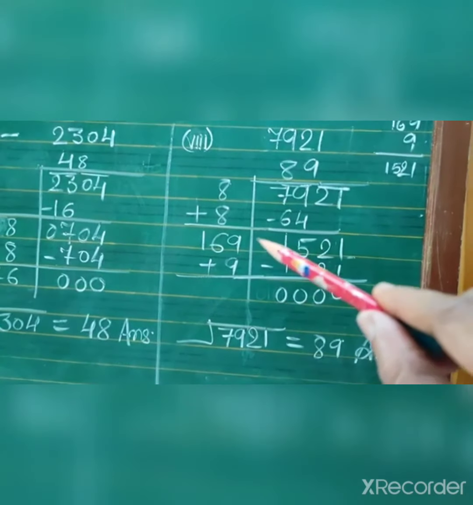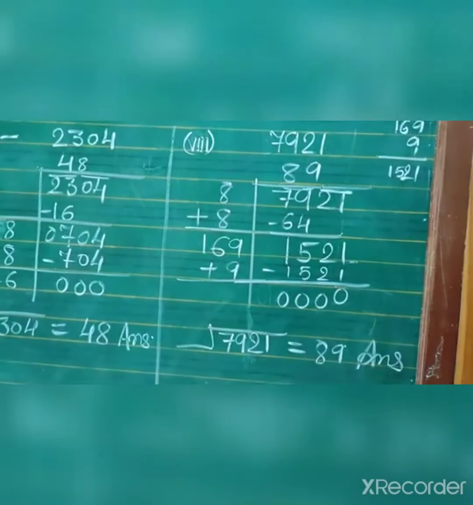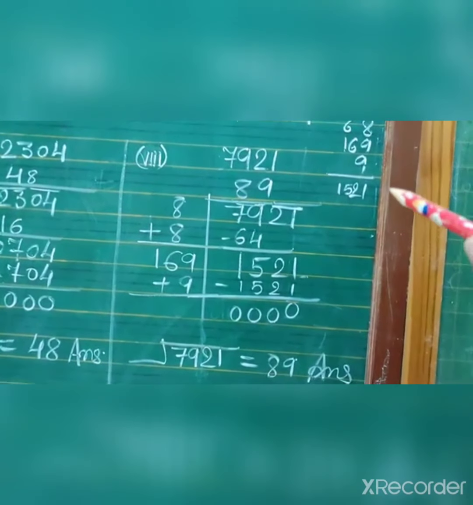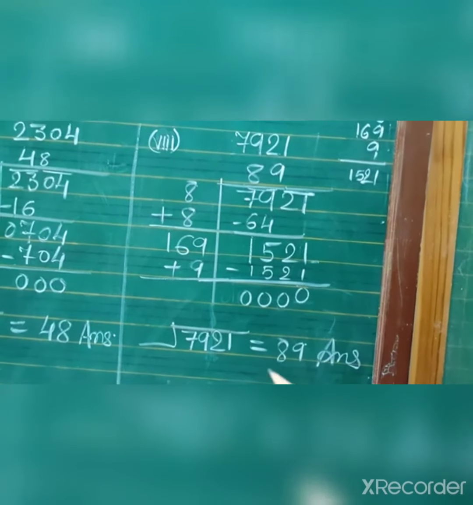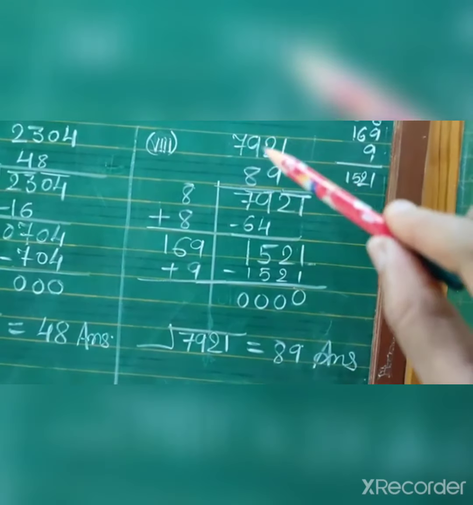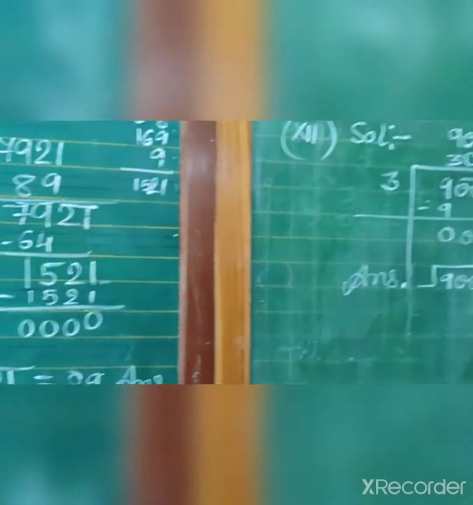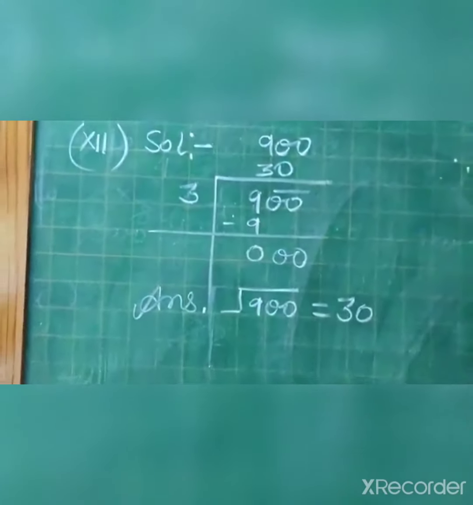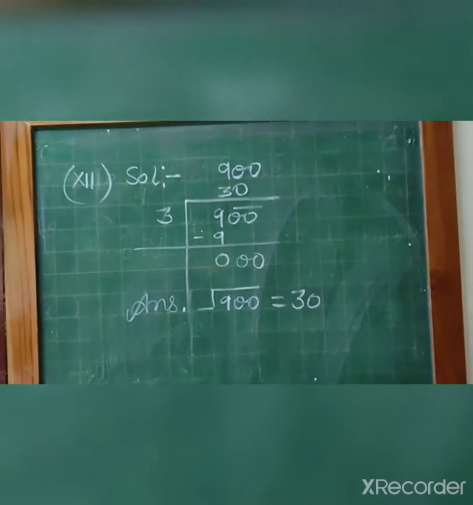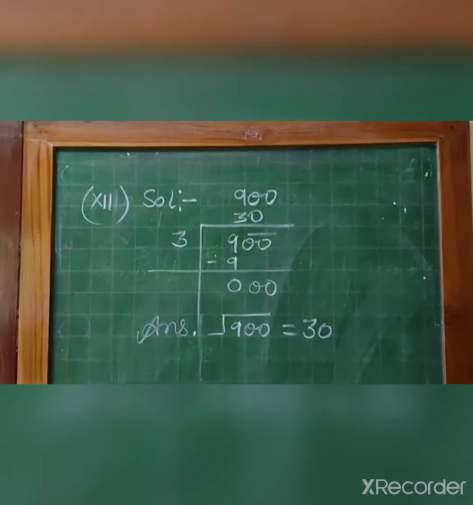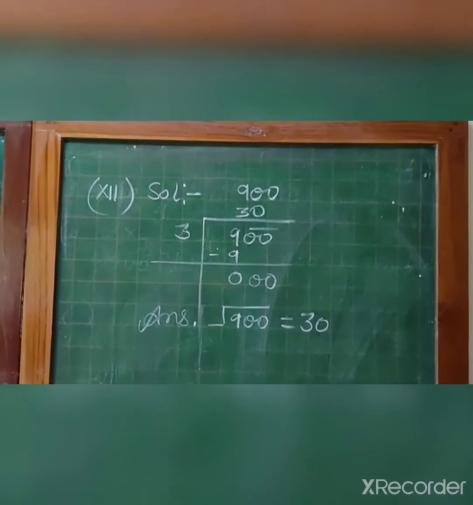Then again you will multiply this, 9 9s are 81. That means in that number also you have to multiply. So you will get 1521. So the answer is 89. The square root of 7921 is 89. Now see here, I have not written this, only so that you can understand in a better way. So here 900, last I am solving, the rest you will solve. If you have any query, you can ask me.